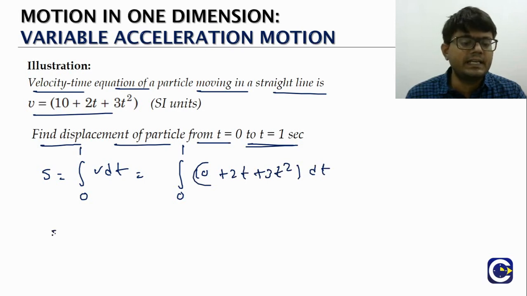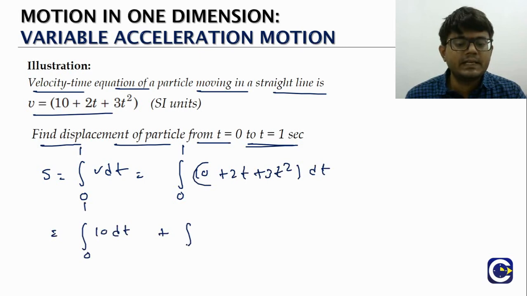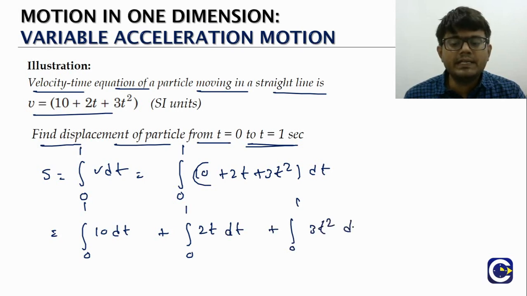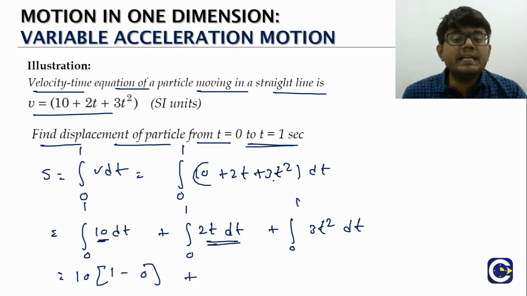So we can split the integration. Integral 0 to 1 of 10 dt plus integral 0 to 1 of 2t dt plus integral 0 to 1 of 3t square dt. So 10 is a constant, comes out. Integral dt means time. Final limit is 1, initial limit is 0. Integral 2t dt is t square, because if we take the derivative of t square we'll get 2t dt, right? So this will be t square, but we have to substitute the limits.